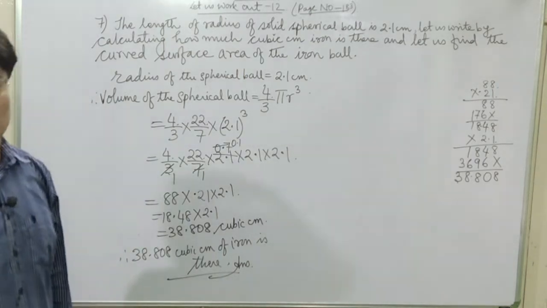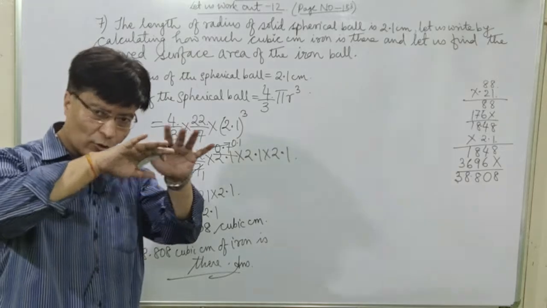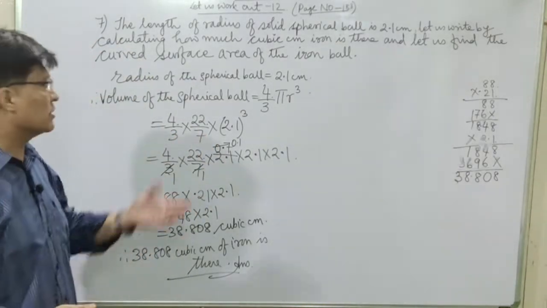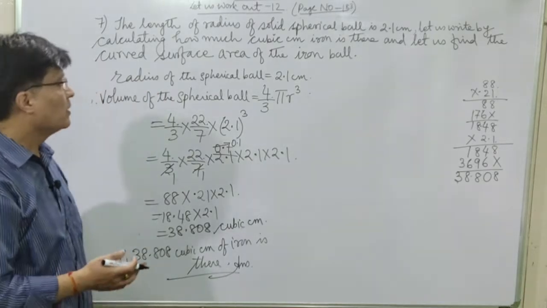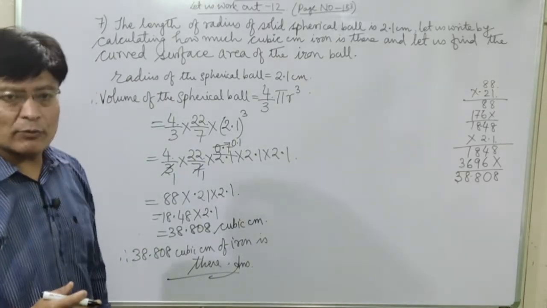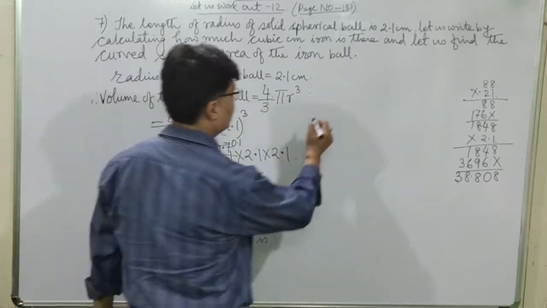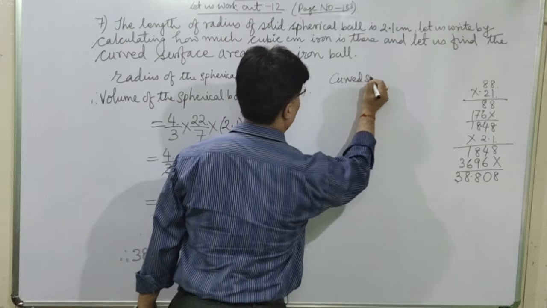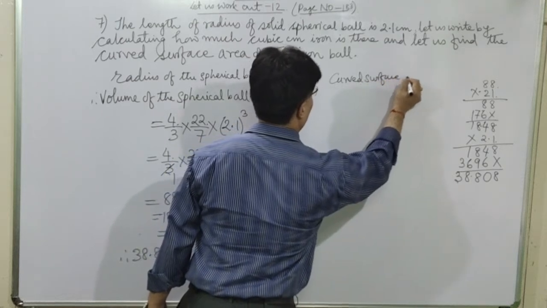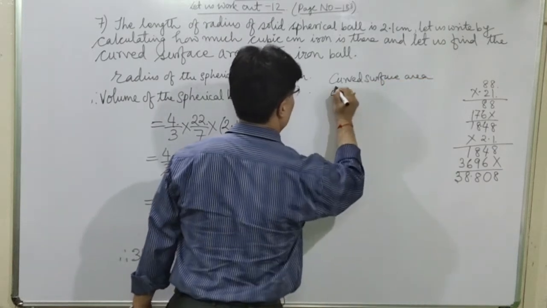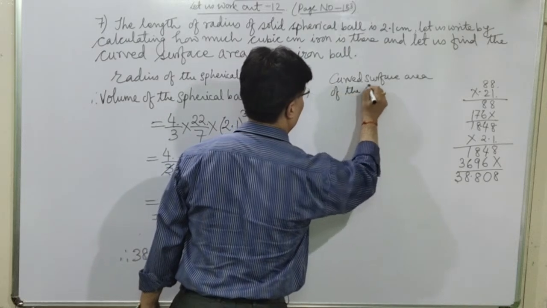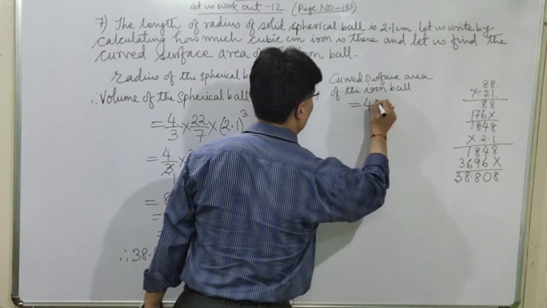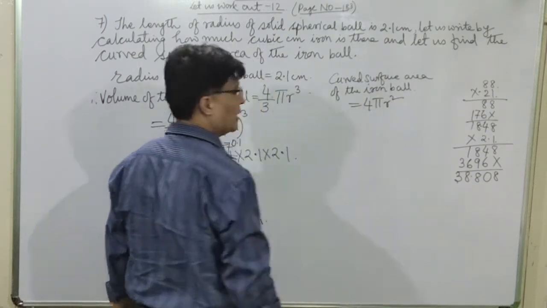curved surface area of the iron ball. Curved surface area means the area around the outside. That is your curved surface area. What is the curved surface area of the iron ball? That is your 4 pi r square, so let us write here: curved surface area of the iron ball is equal to, what is the formula? It is 4 pi r square, right?